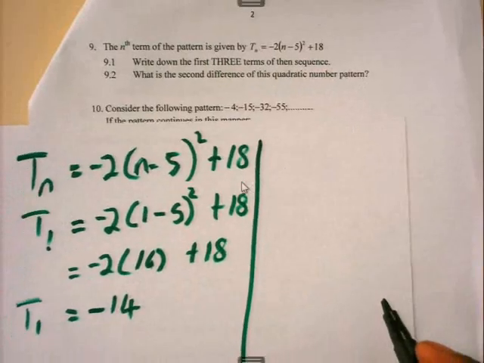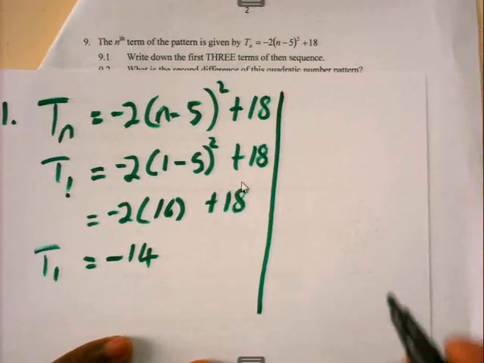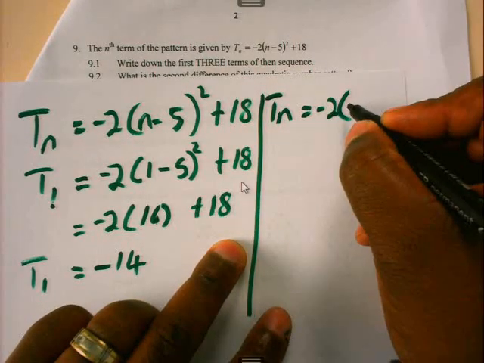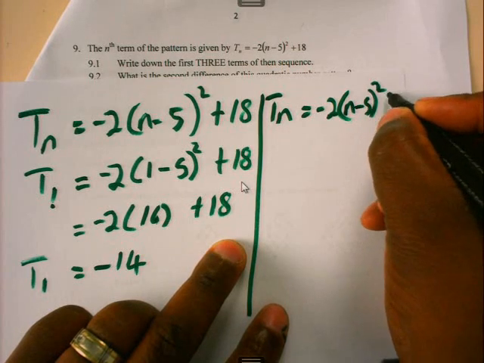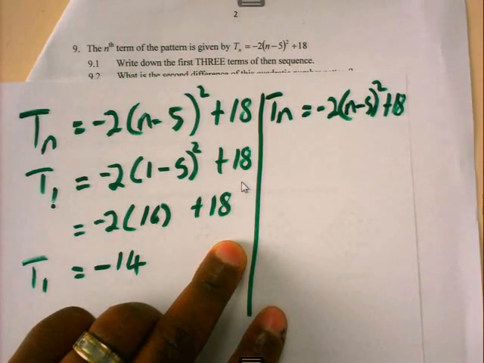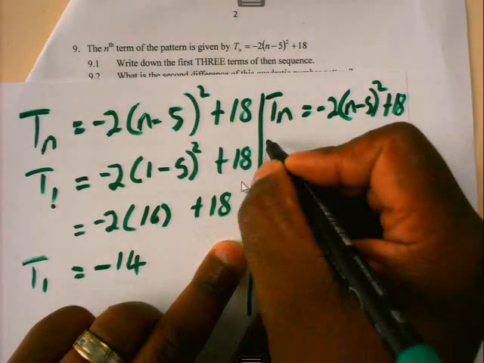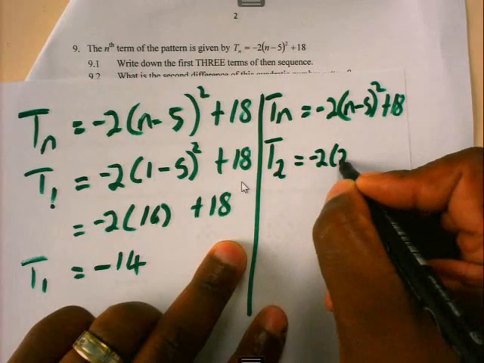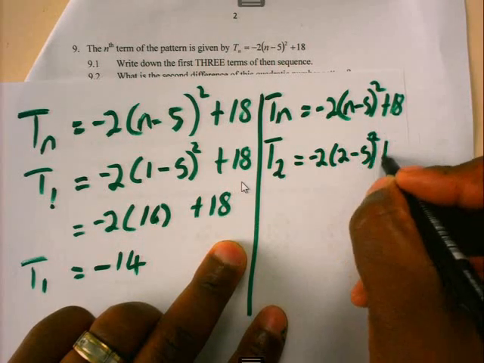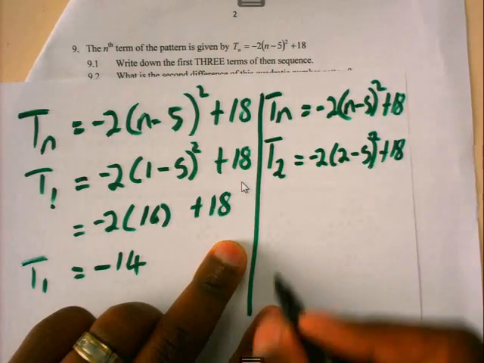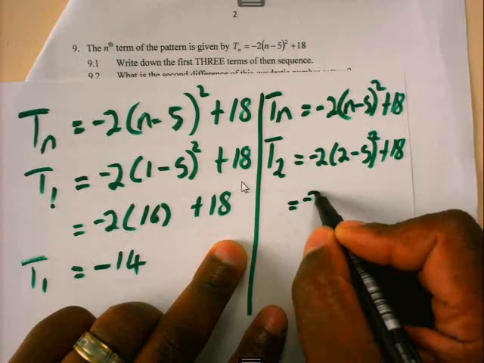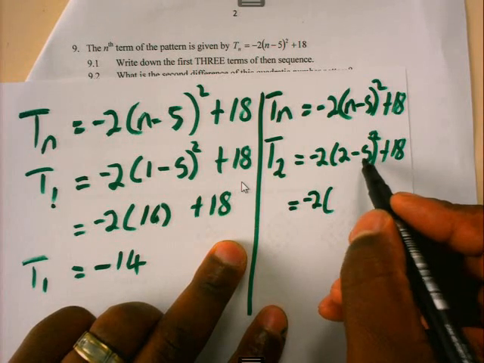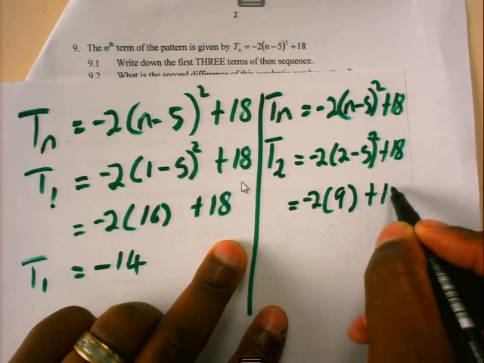For the second term, you write down the formula again. Tn equals minus 2 (n minus 5) squared plus 18. Now, because we are determining the second term, we substitute n by 2. Minus 2 (2 minus 5) squared plus 18. Let's simplify it further. 2 minus 5 gives you negative 3, and if you square it, it will be 9, plus 18.